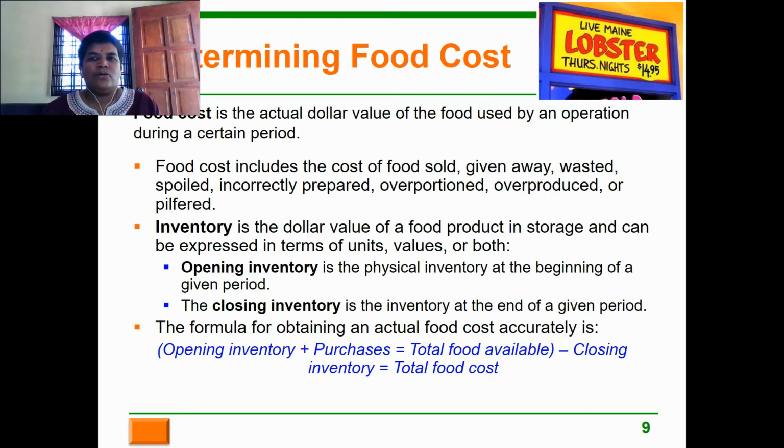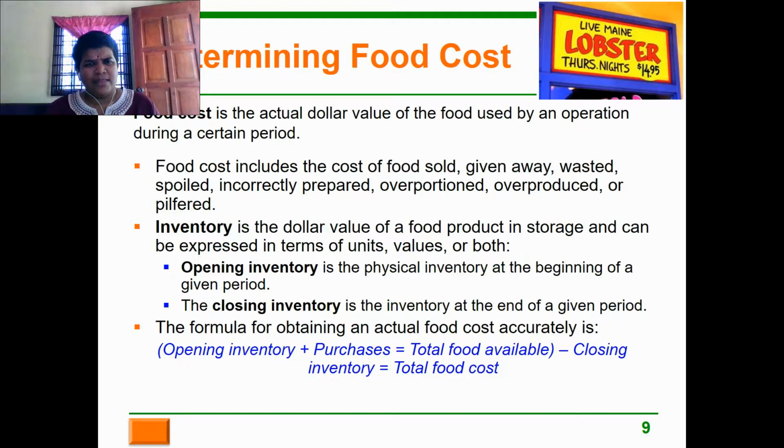Okay, let us look into how to determine the food cost. Food cost by definition is the actual dollar value of the food used by an operation during a certain period of time. Food costs include the cost of food sold, given away, wasted, spoiled, incorrectly prepared, overportioned, overproduced, or billed incorrectly.